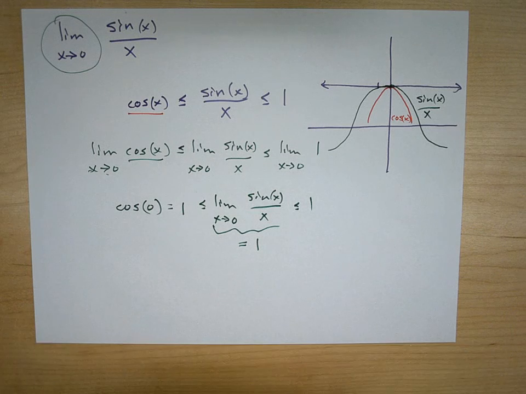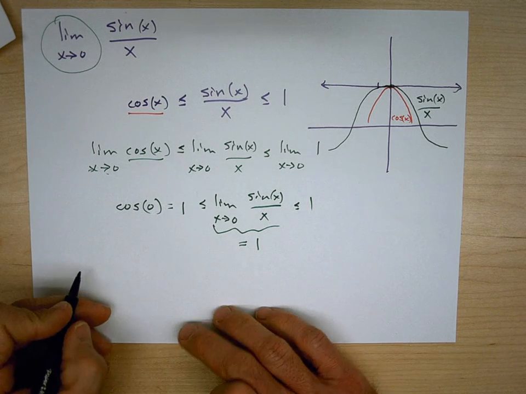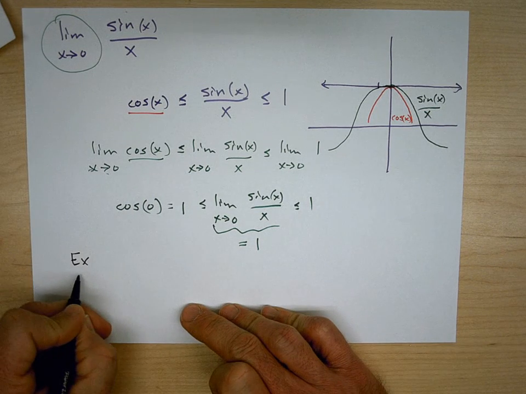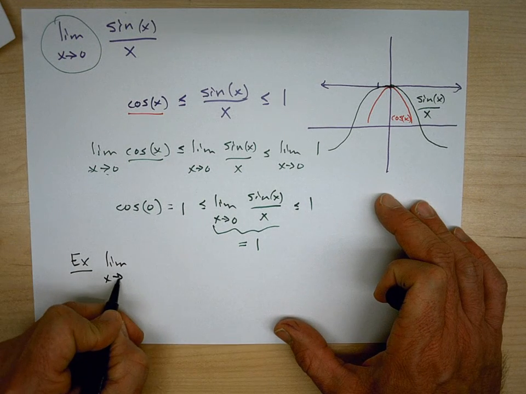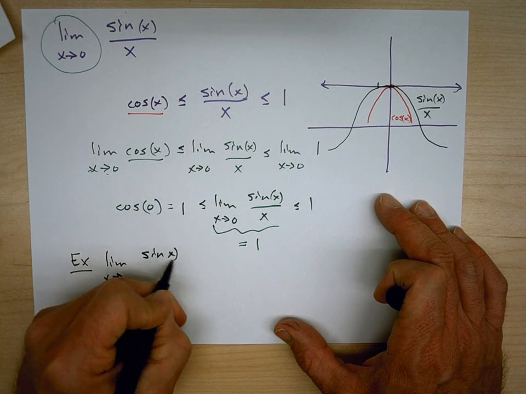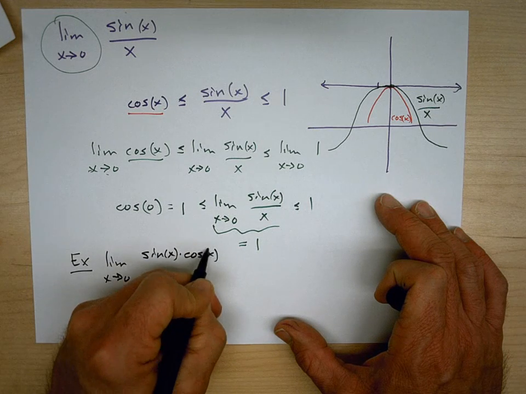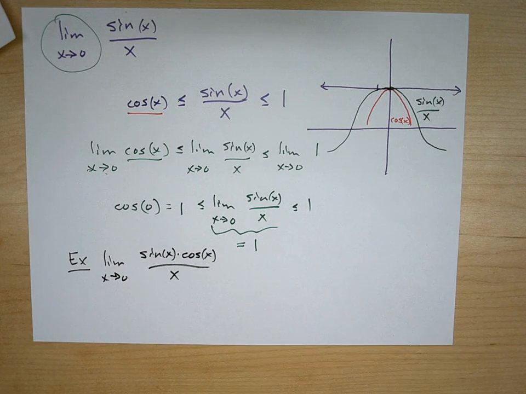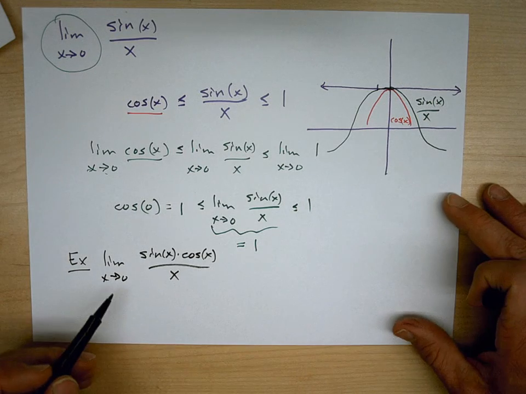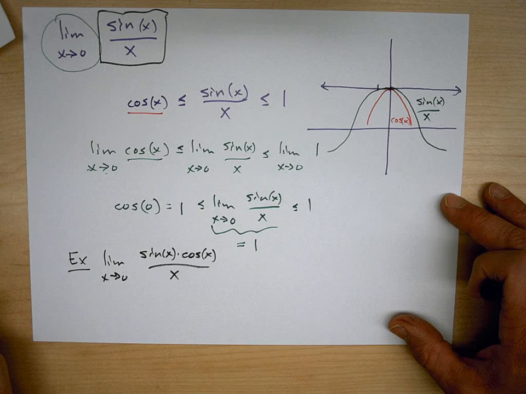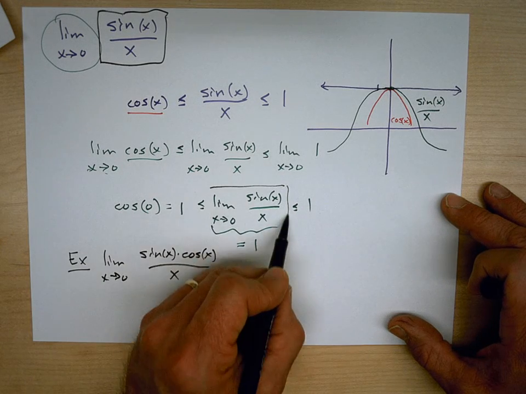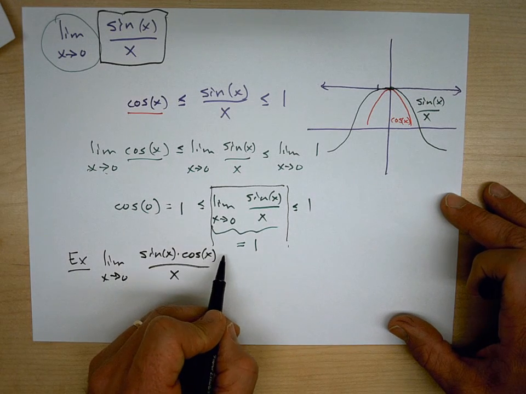Now, let's look at how we might use this fact. Why do we care? Well, we could use this to evaluate lots of other limits. Let me give you two examples. So let's take a look at the limit as x approaches 0 of sine of x times cosine of x over x. The trick here is to rewrite this so that you have this type of thing popping out, and then we can use this result right here, that the limit as x approaches 0 of sine of x over x equals 1.